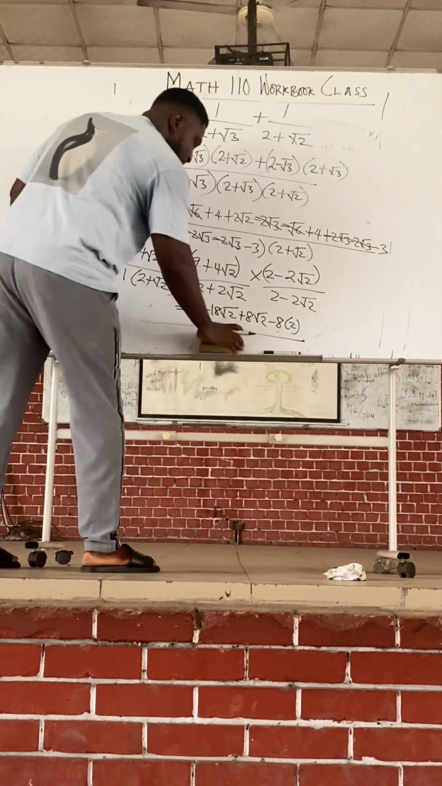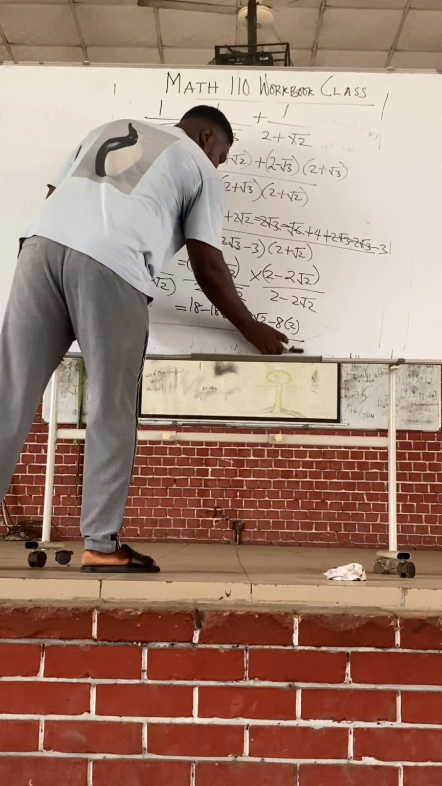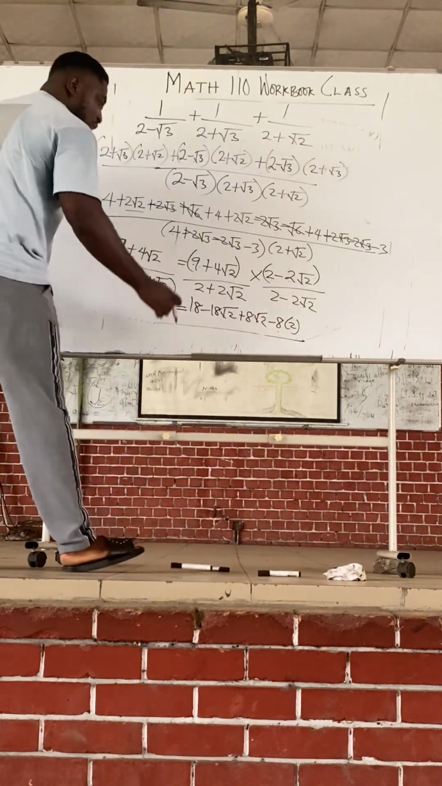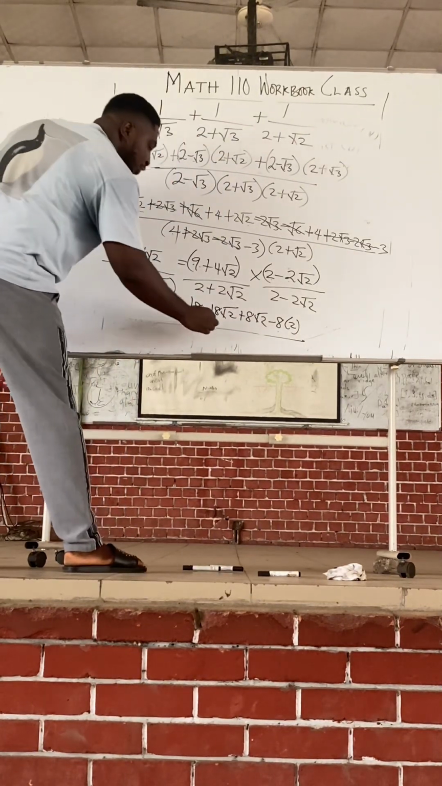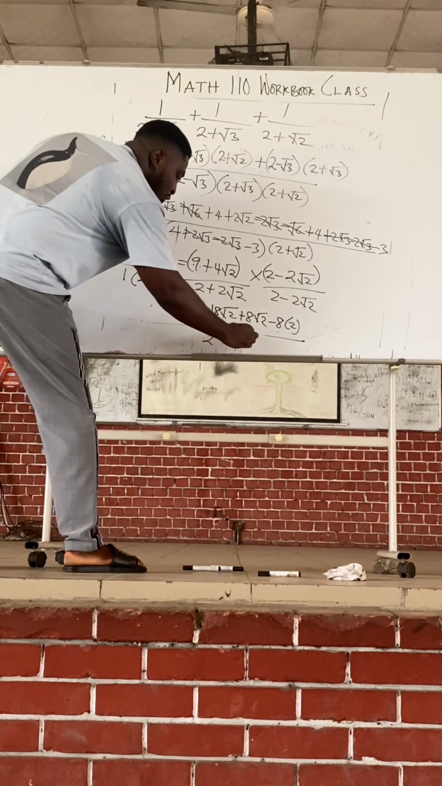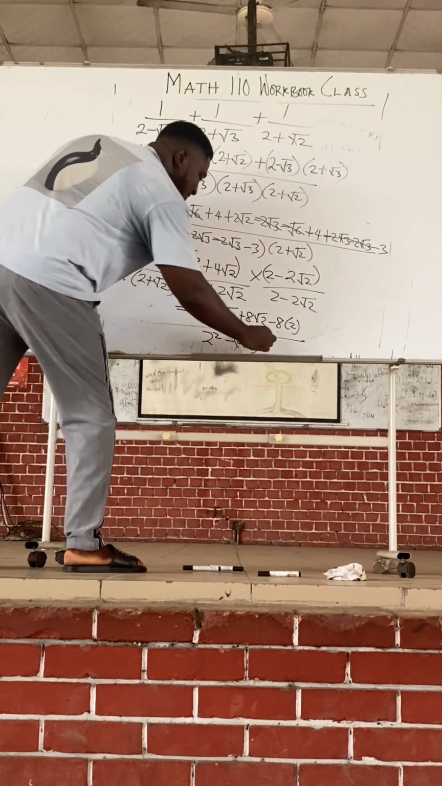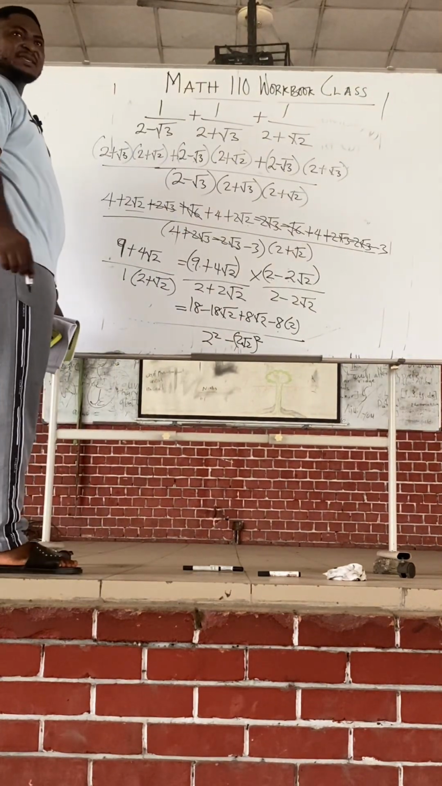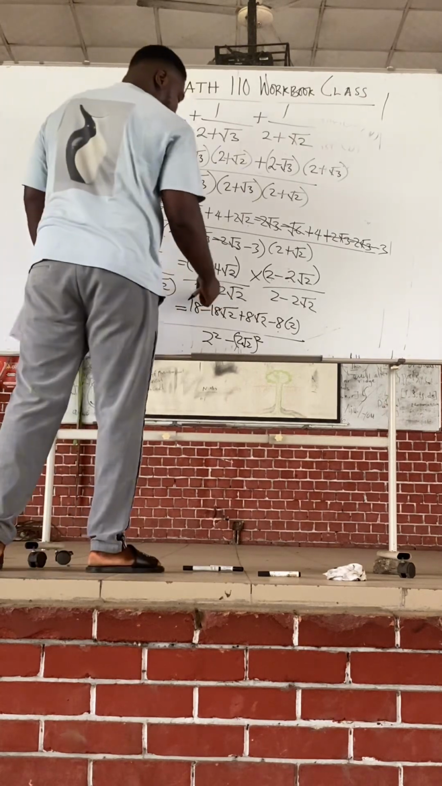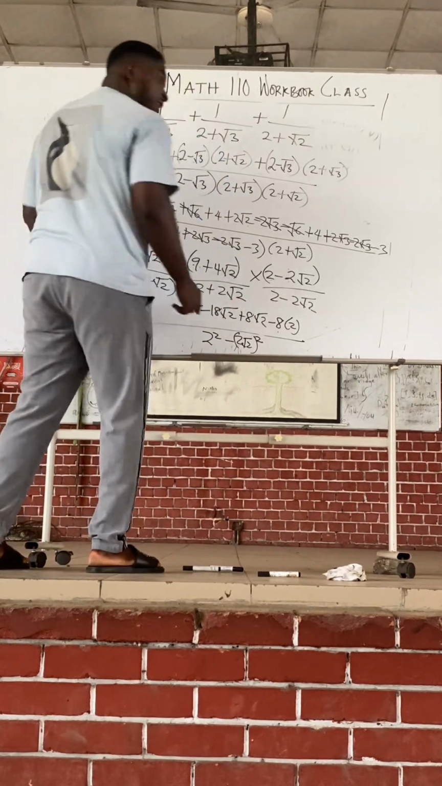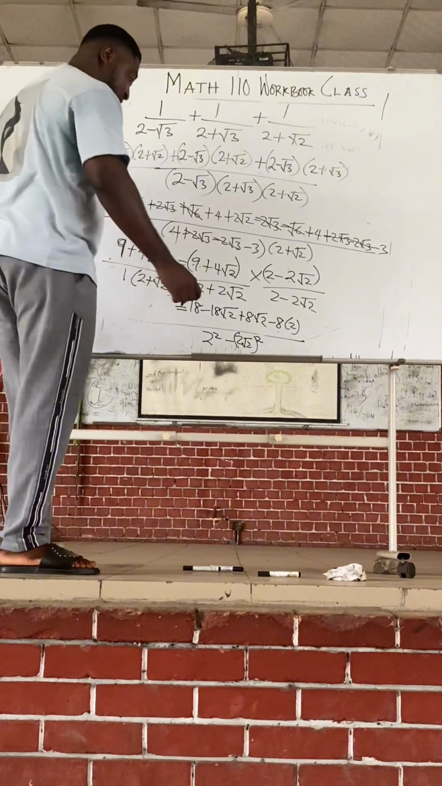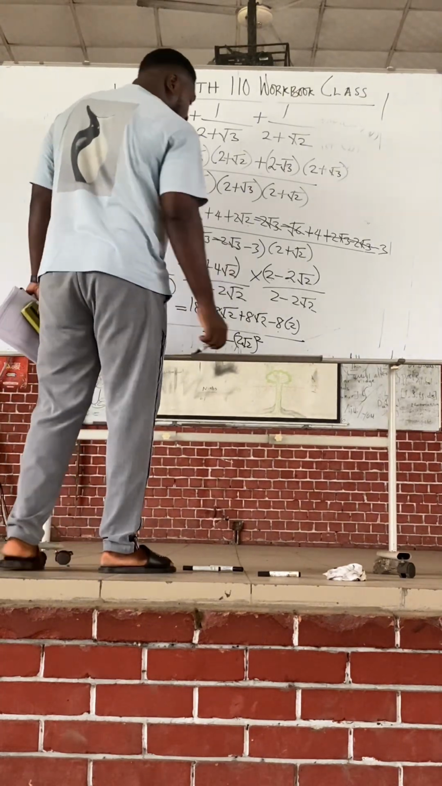All over. Class, this is a difference of two squares. 2 plus 2 root 2 times 2 minus 2 root 2 is 2 squared minus (2 root 2) squared. That is a rule in mathematics. You can expand it normally, or you can use the difference of two squares: 2 squared minus (2 root 2) squared.